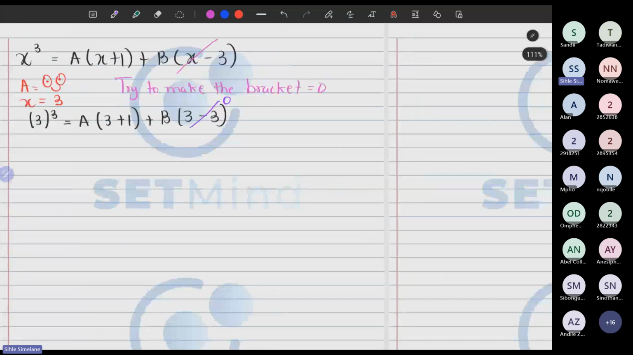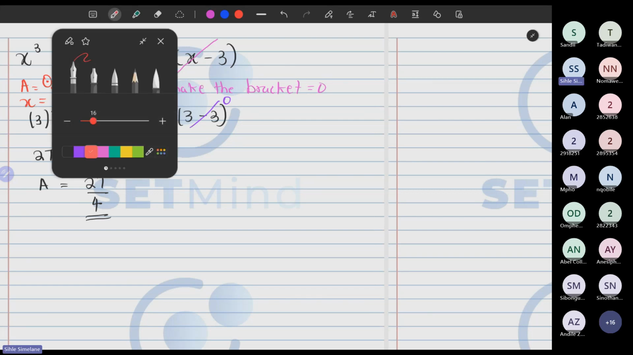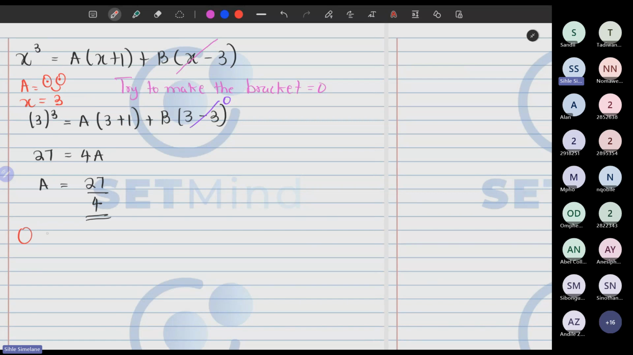So now when you look carefully, we'll have 3 squared, or 3 cubed, sorry, which will be 27. And then we will have 4 times A. So you can clearly see that our A will simply be 27 over 4. Now I'm done with A. And then I'll come back and ask myself, what about B now? And we'll take that expression and write it down and see how we can find B.